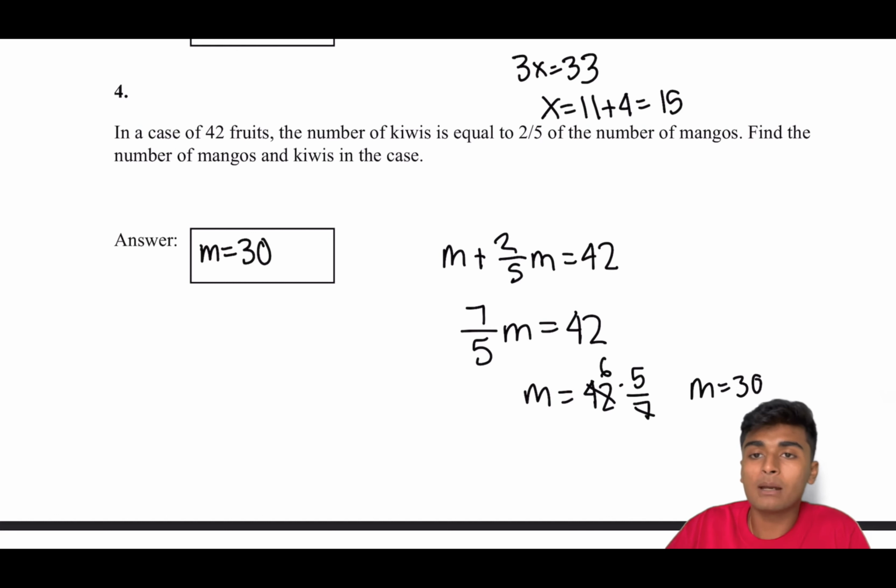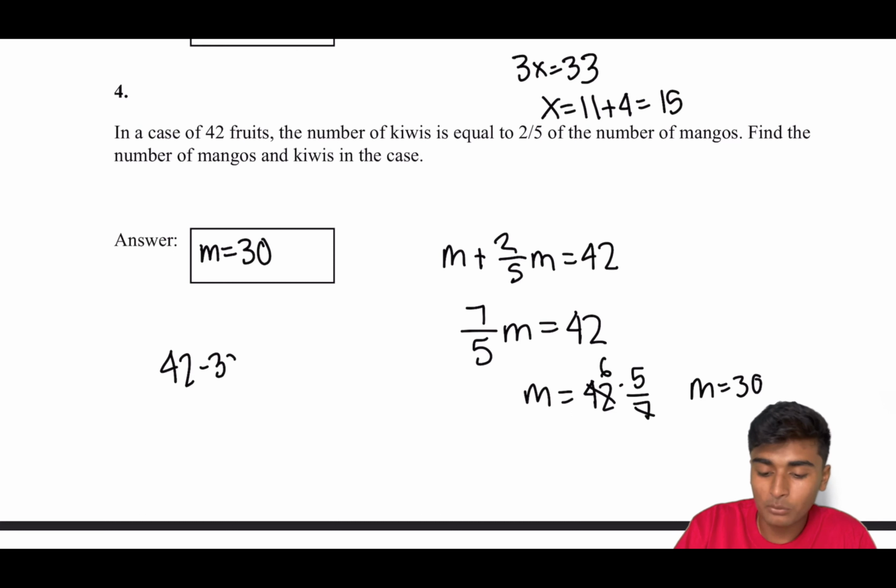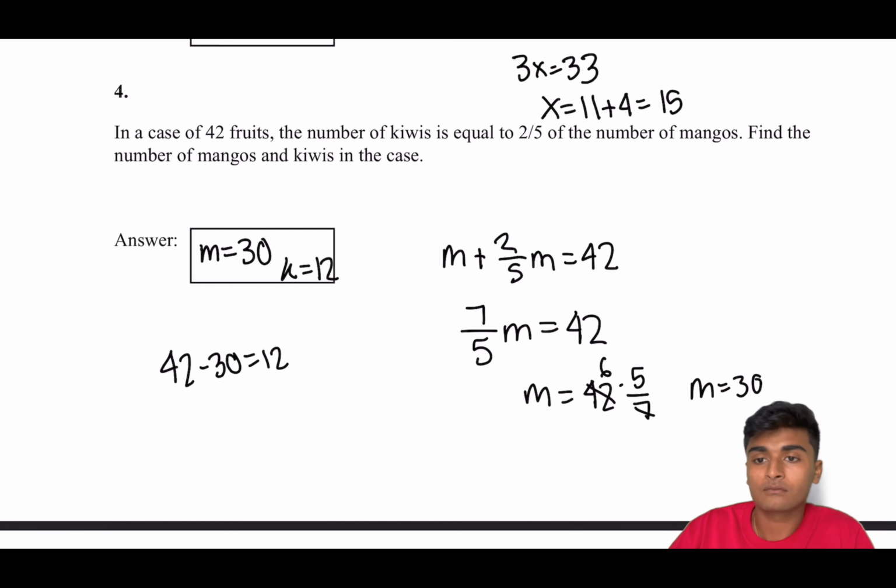But you have to remember, we also have to find the number of kiwis in the case. And if there's 42 fruits, 30 of them are mangoes, then how many kiwis would be in the case? The number left over, you're right. So that'd be 42 minus 30 equaling 12. Therefore, the number of kiwis in the case equals 12.